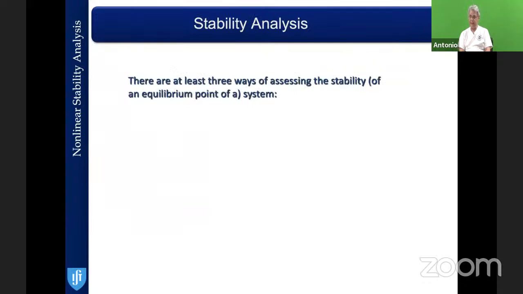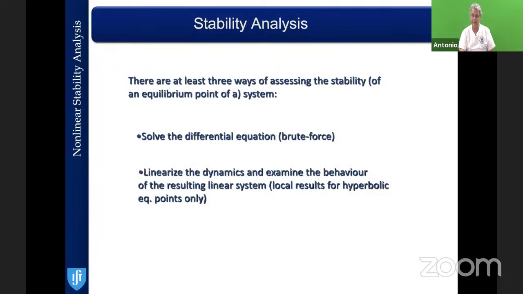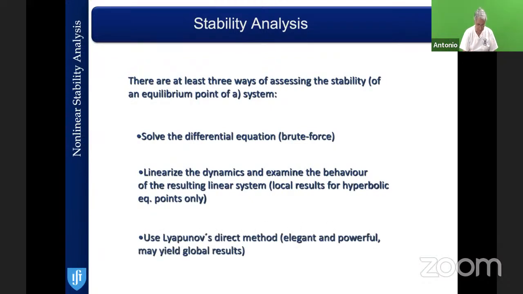So there are at least three ways of assessing the stability, in the sense of stability plus attractiveness, of a system. You solve the differential equation. This is total brute force. We don't want to do this. You linearize the dynamics around the equilibrium point, but then you may show that locally, if you don't start very far away, you are attracted to the origin, but God knows what's going to happen when you are far away. Or you use Lyapunov's direct method, which is elegant and powerful, and may yield global results.